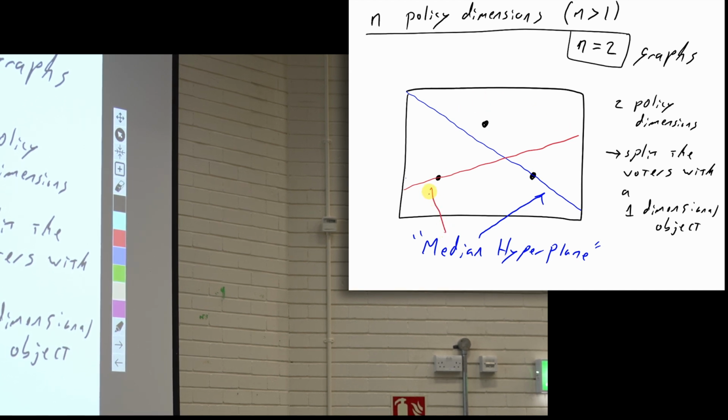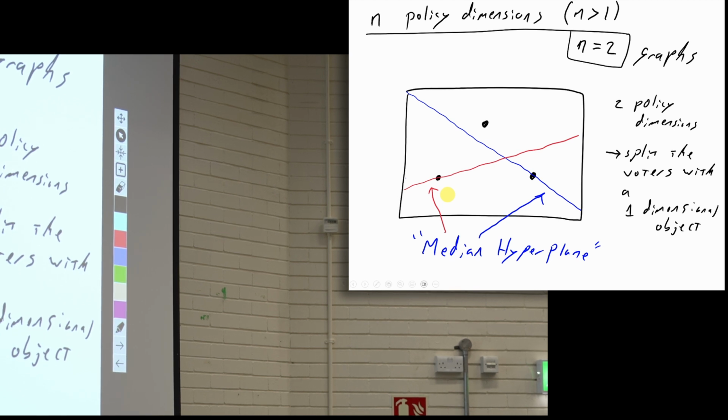This is also a median hyperplane, right? Because we've got one guy above, we've got one guy below. And there's actually an infinite number of these lines that I can draw, right? I could draw a very steep one, I could draw a flat one. There's loads and loads of them.